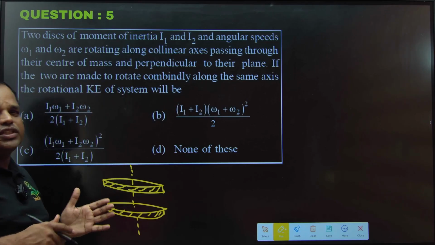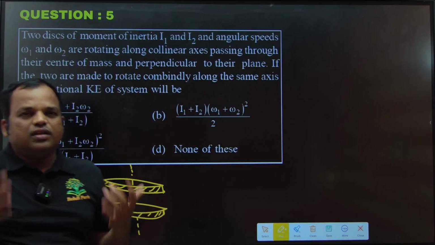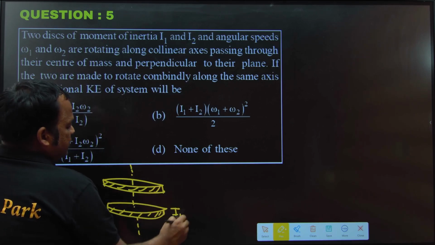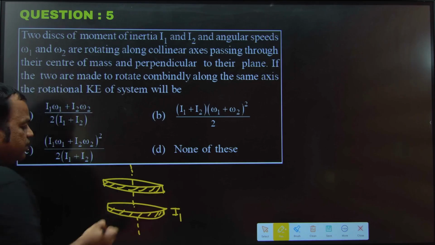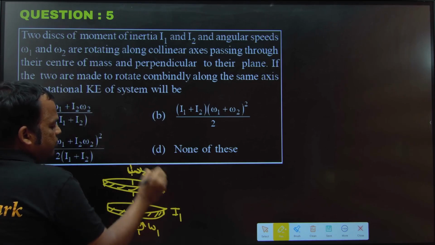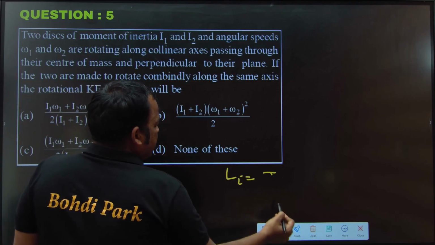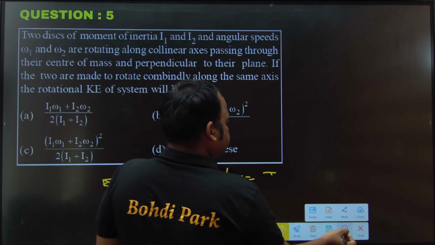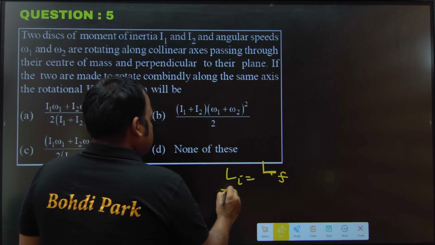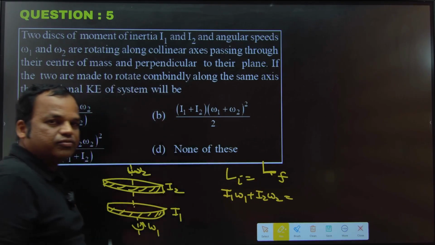So in these types of questions, when one disk is placed over another disk, you have to conserve angular momentum. So previously these disks have moments of inertia I1 and I2 and angular speeds omega 1 and omega 2. So we can say L initial is equal to L final. So I1 omega 1 plus I2 omega 2, this is L initial for the system.